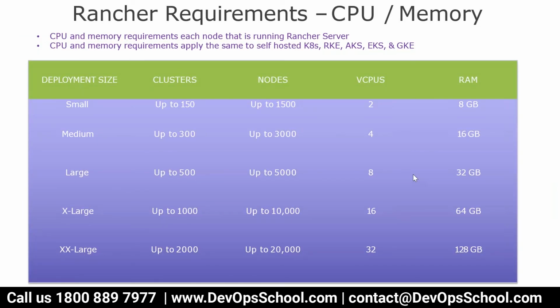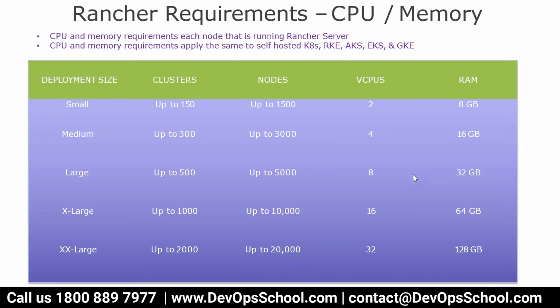Now, in terms of memory and CPU requirements, you can see what you need if you want to set up clusters of small, medium, large, or extra large size. For a small setup, if you want to set up a Rancher server and deploy downstream clusters up to 150 clusters, you should have 1500 nodes, 2 CPU for each node, and 8 GB RAM for each node. By the way, this is for the production server. Don't get scared. For learning purposes, we don't need this many nodes.